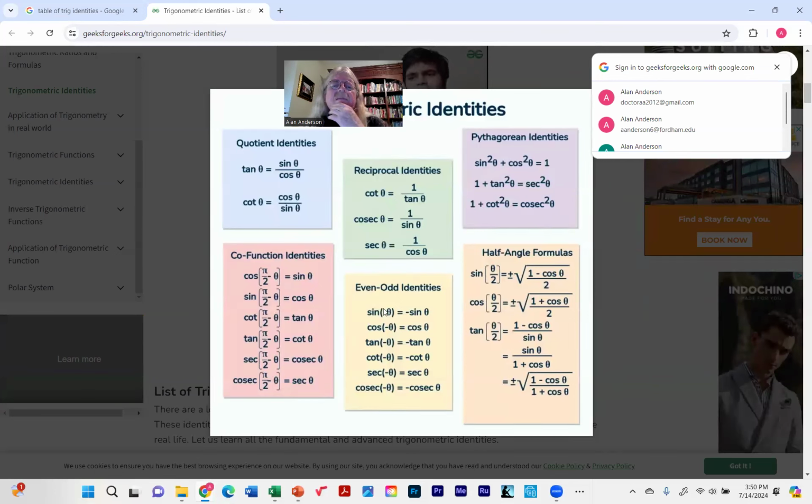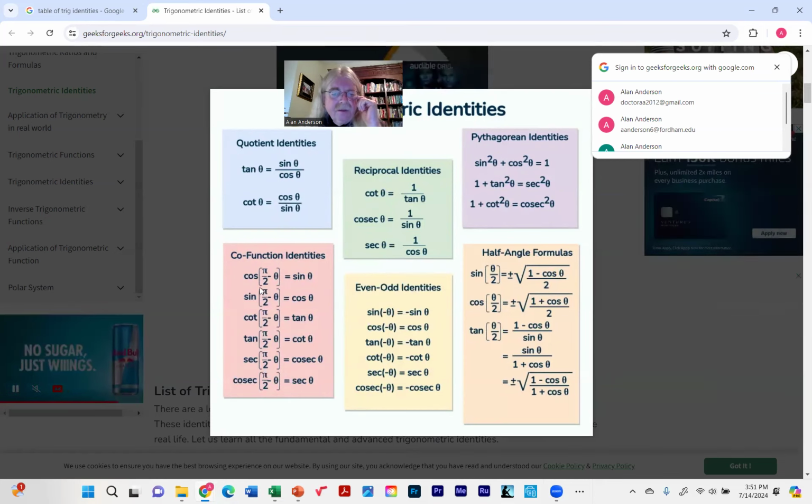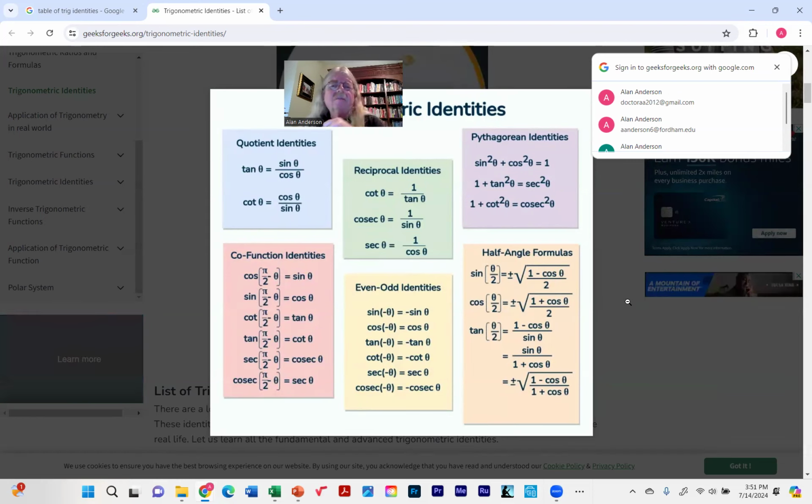Some of these other ones, yeah, even-odd identities, for example, because some of these are odd functions and some are even, you get these results. And then you have these formulas for half angles, as they're called, and there's all kinds of them. So these are some of the ones that might come in handy. There's also double angle formulas. There's all kinds of formulas.